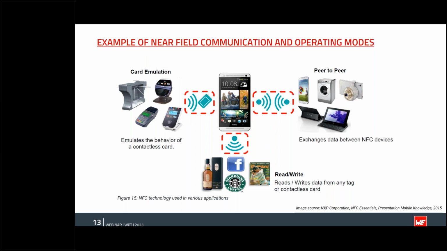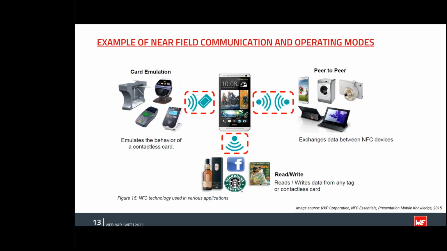In this case, your phone is your active device and it is just emulating the behavior of a card. And in the read or write mode, your phone is your NFC enabled device, and it is just reading the tags that may be present on an expensive wine bottle or in a coffee shop and getting some data from these tags. So these are the 3 modes of operation where NFC is very often used.